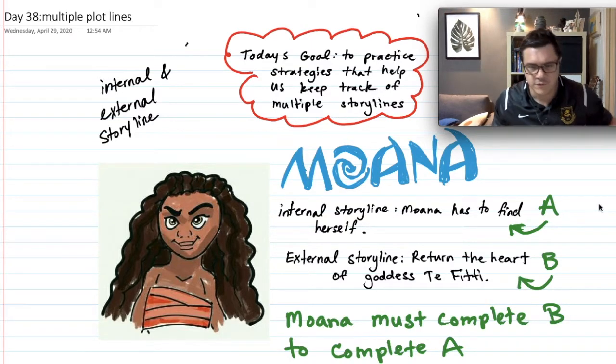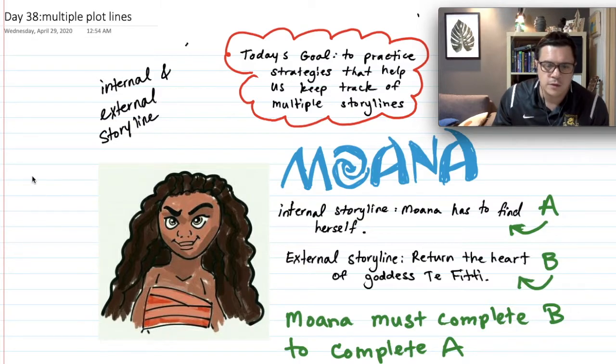Often in stories, we will come across internal and external storylines. And we've done this before in our writing units where we drew the story mountain, and on top was the external plot, and below was the internal, so what's going on inside the character. An example of this is in one of my favorite movies, Moana.